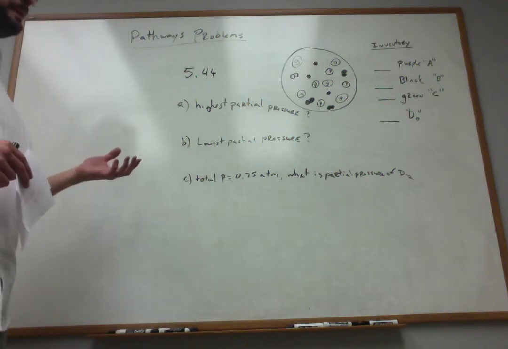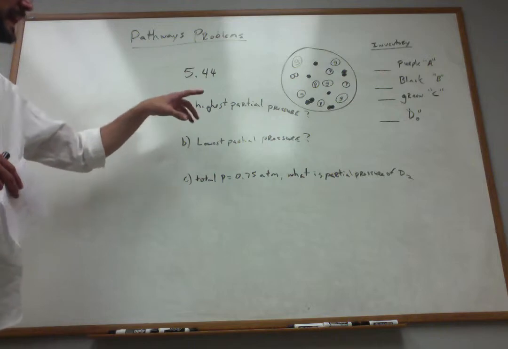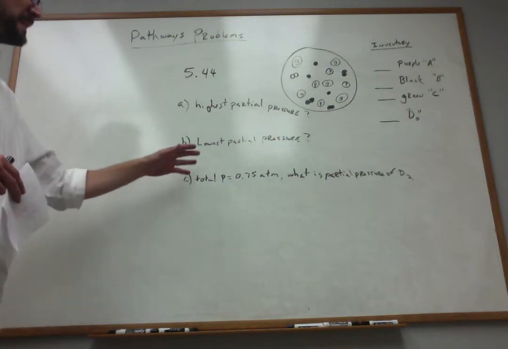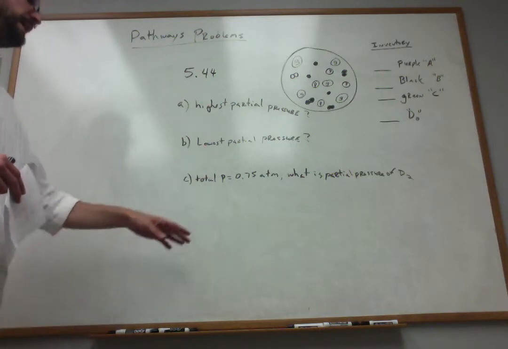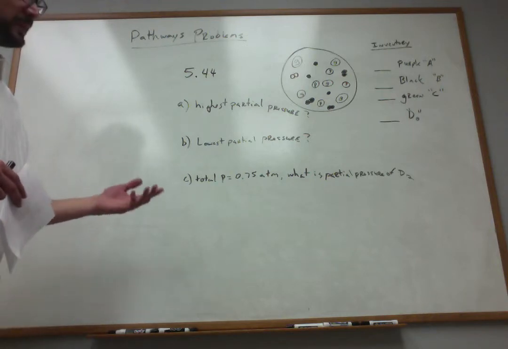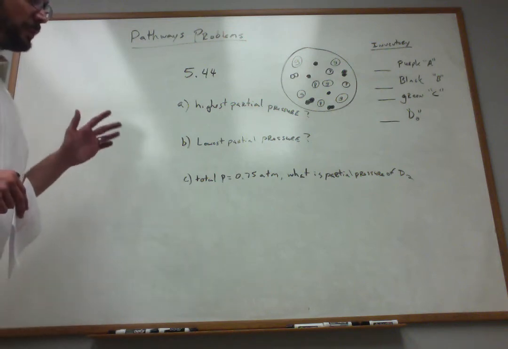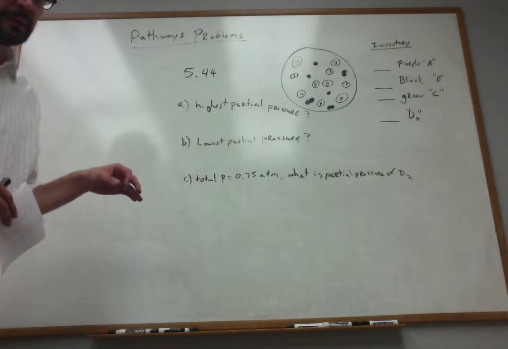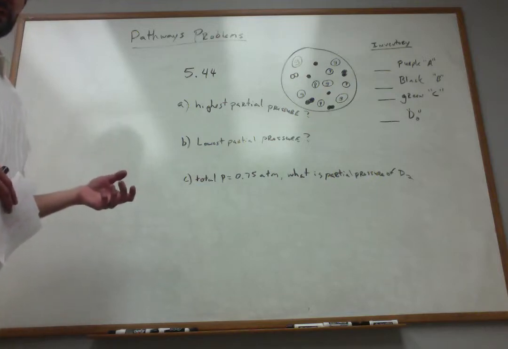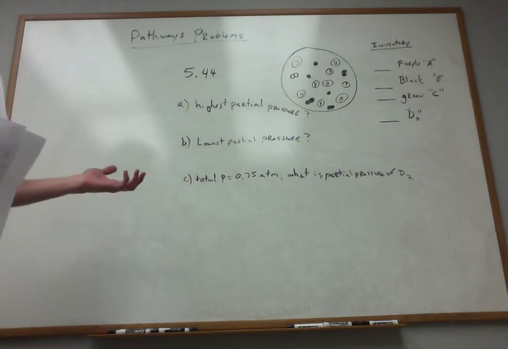Based upon this figure, you're asked a series of questions. Which gas has the highest partial pressure, which has the lowest partial pressure, and if the total pressure is 3/4 of an atmosphere, what is the partial pressure of this particular gas, D2? So this whole problem revolves around partial pressures and the so-called Dalton's law of partial pressures. That's what they're asking you about here.